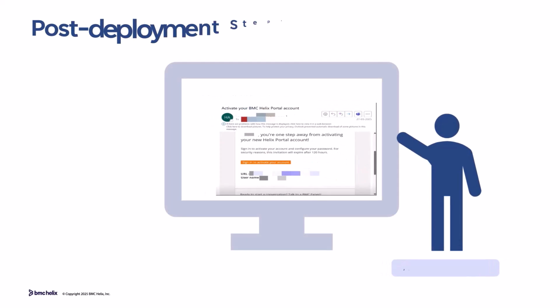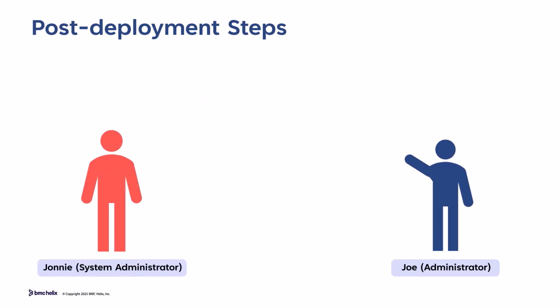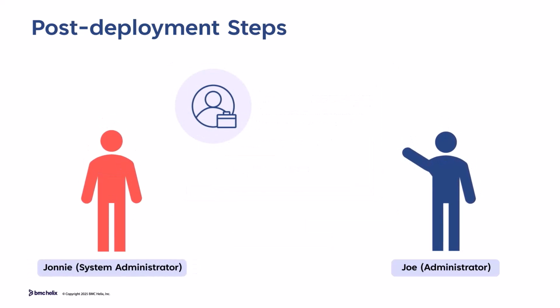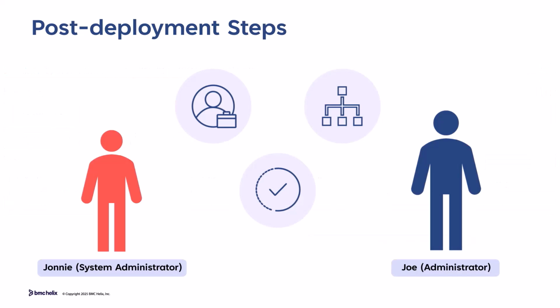Now, let's do our post-deployment tasks. You will receive an email post-deployment. Validate the installation, log into the BMC Helix IT Operations Management portal, set up user roles and permissions, and test the system stability. All components are working fine. BMC Helix IT Operations Management is ready to go.